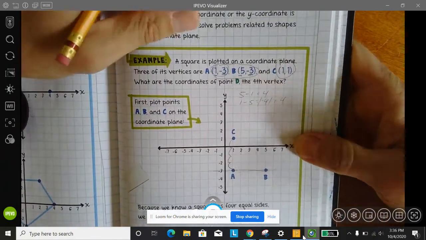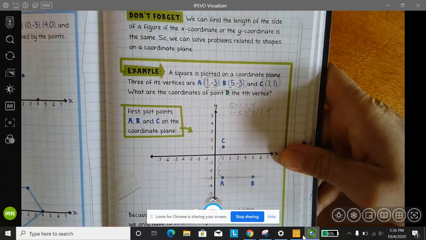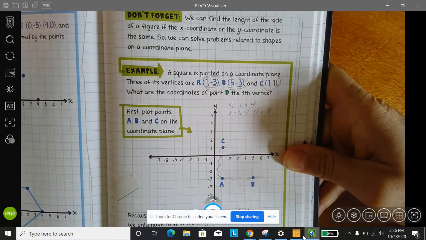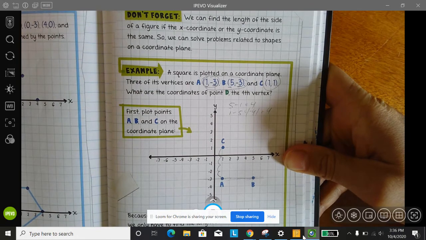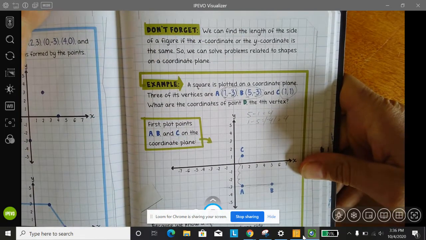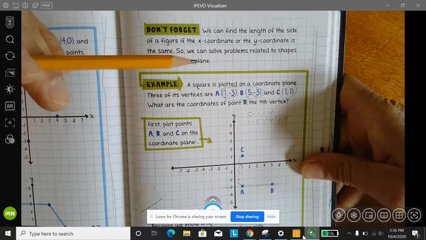And last, what we can do, what engineers and architects do all the time, is they can solve problems by plotting these shapes on the coordinate plane. Maybe it's the top of a building, maybe they're planning out a city or a block or something like that. And we can use the X and Y coordinates like we did on Friday. So let's do some problem solving with this.